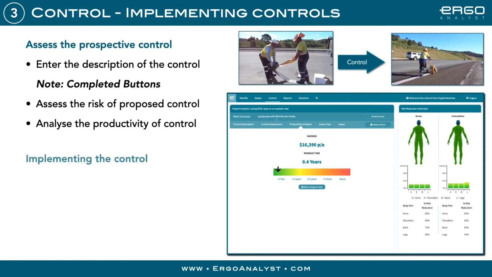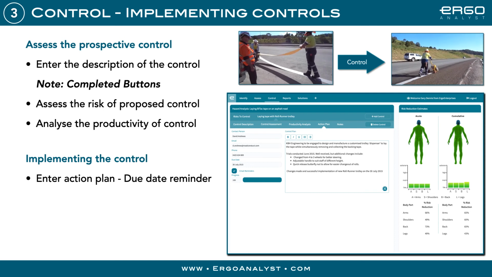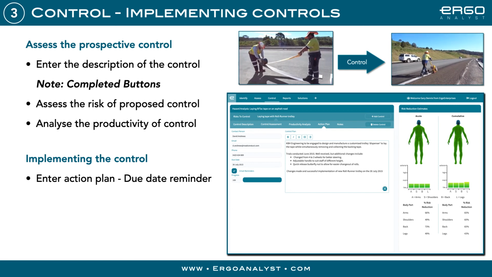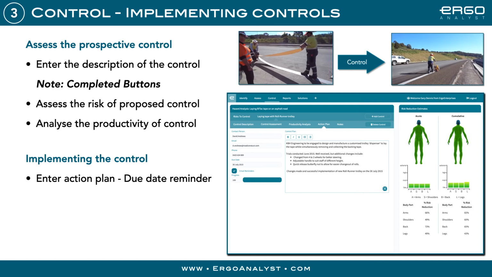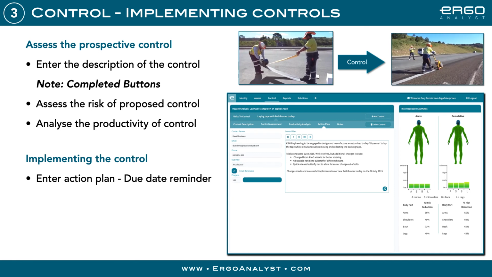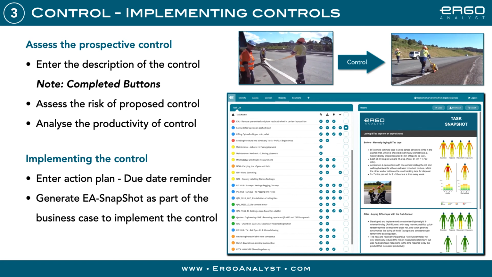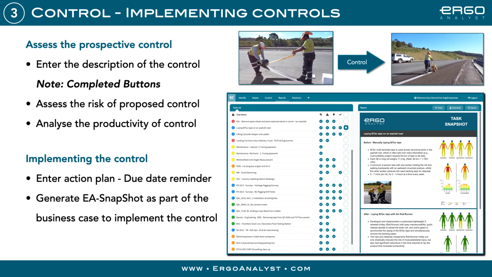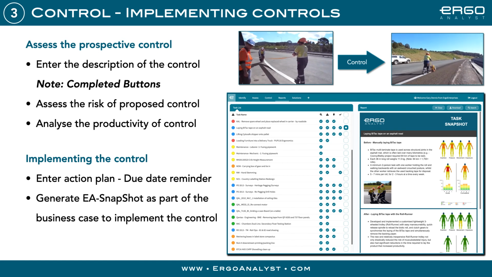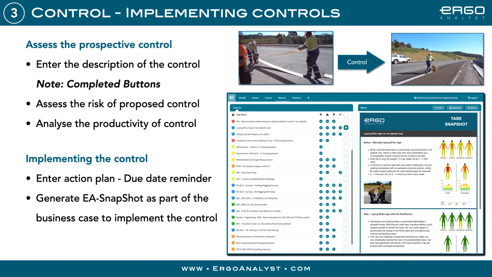An essential part of implementing a control is to develop an action plan with responsibilities and timelines. This information should be entered into the action plan area, and a due date reminder can be set to email the appropriate person if the action plan has not been completed by its due date. As part of the business case to implement the control, an ErgoAnalyst snapshot of the task and the potential control can be generated in the report section and printed out as a PDF document. This visual one-page snapshot can be particularly useful to strengthen the business case, both in terms of risk reduction and productivity improvements, to get the potential control implemented.